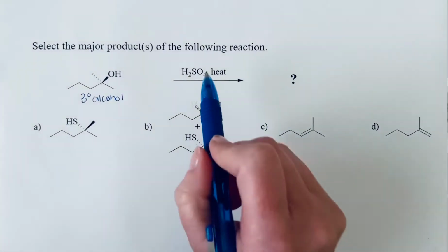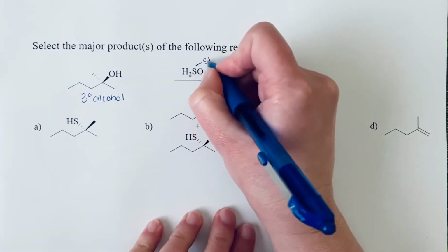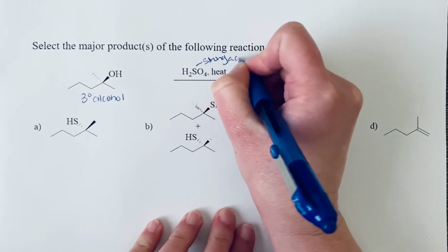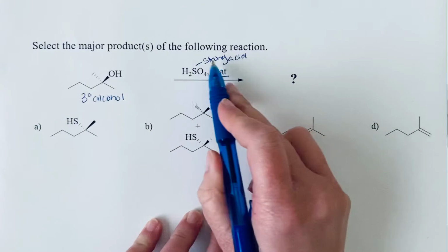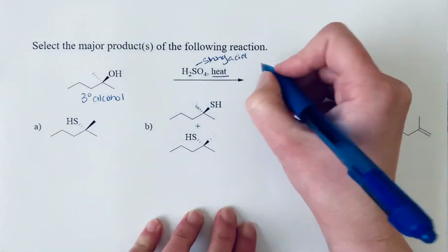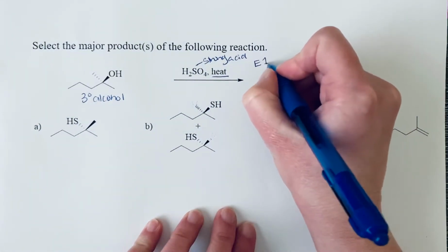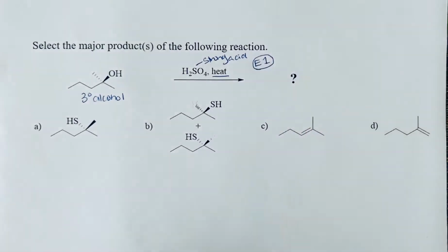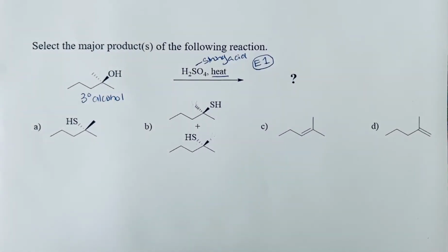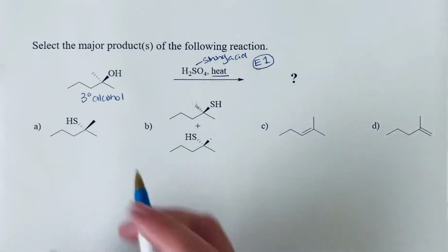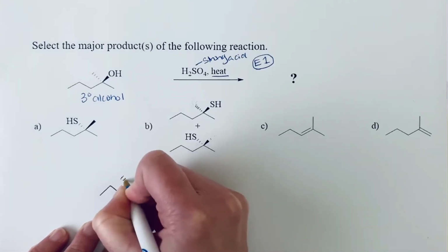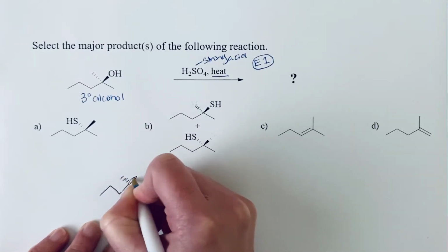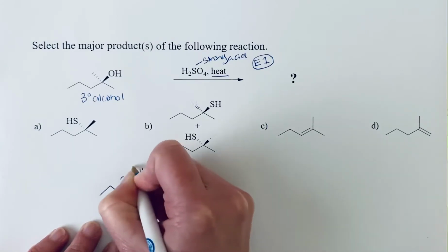And what we see we are reacting it with is a strong acid, that's sulfuric acid, and we're heating it up. So a tertiary alcohol, if you treat it with a strong acid and you heat it up, this reaction is going to be an E1 elimination reaction. So to find the product of this, let's draw the mechanism. So here is that tertiary alcohol.